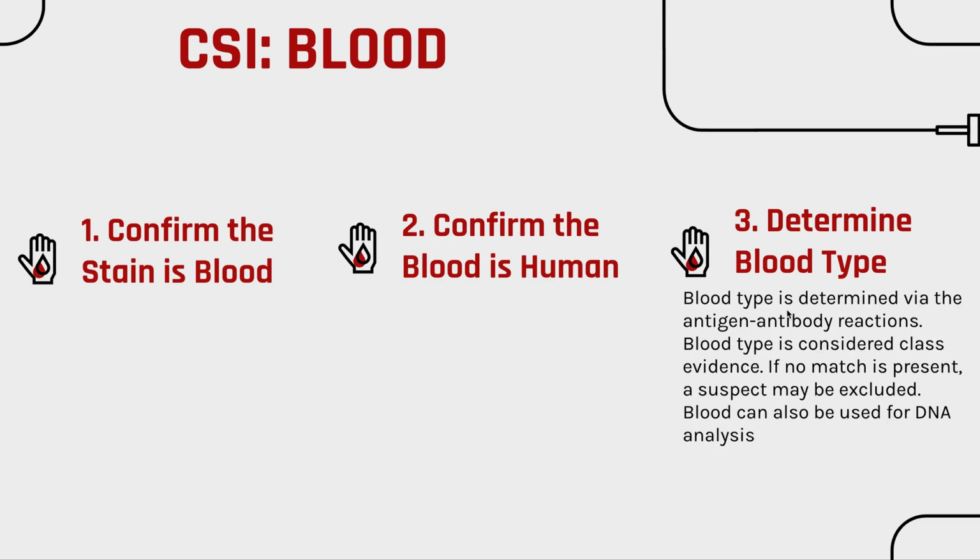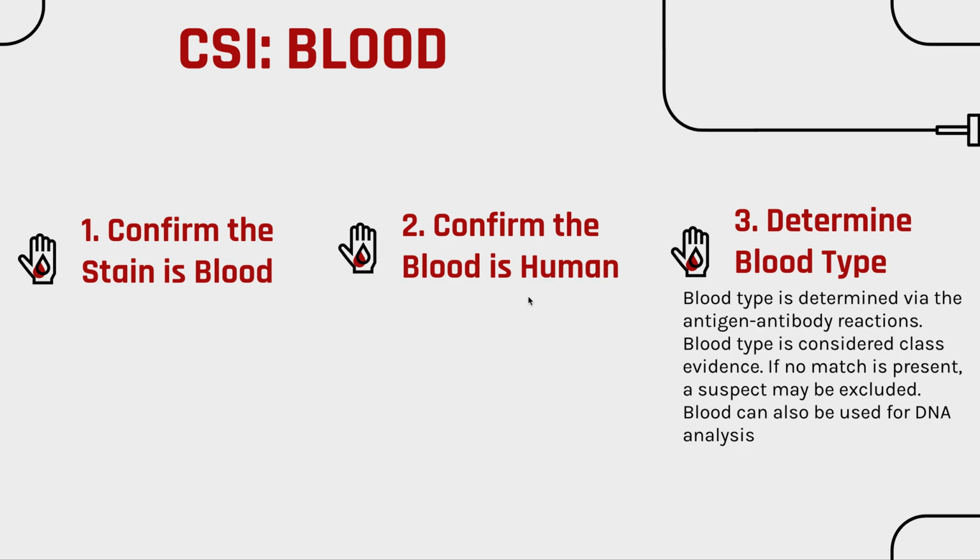And then finally, we want to determine the blood type. Blood typing is really helpful if you're trying to identify who that blood belongs to, whether it's the suspect, whether it's being matched to the victim, or whether you're trying to identify how many victims or how many individuals were at the scene. There's a lot of information you can get regarding blood type.